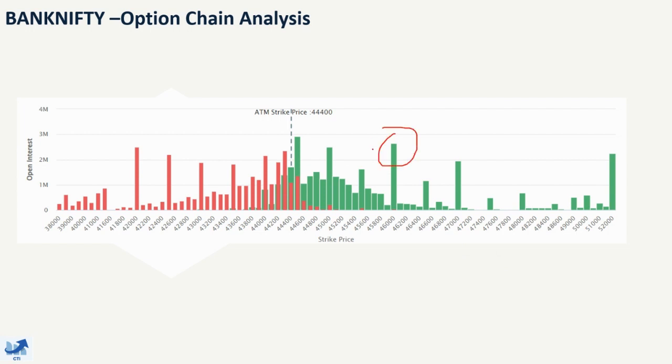46,000 is going to act as a very strong resistance for the Bank Nifty, and we are expecting a very good support of somewhere around 44,200. This zone is going to act as a very strong support for the Bank Nifty. So we are expecting downside to sideways basis for the Bank Nifty as well.